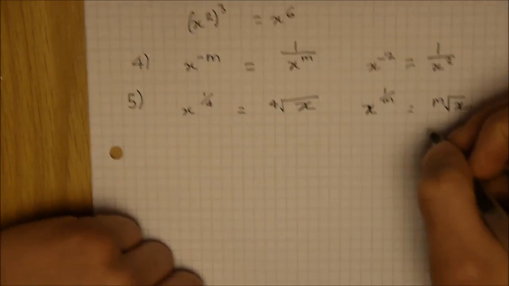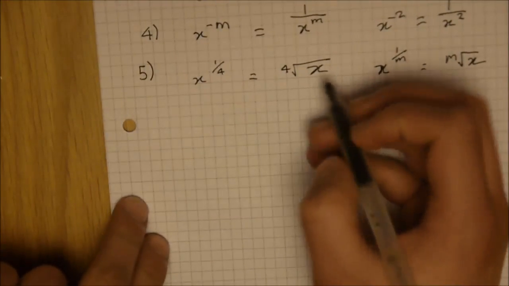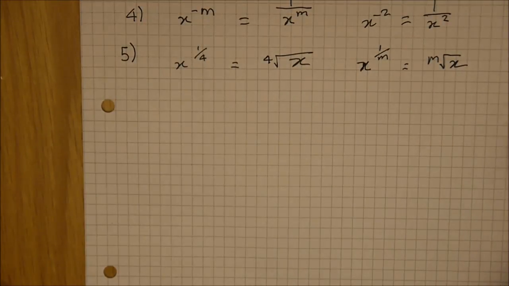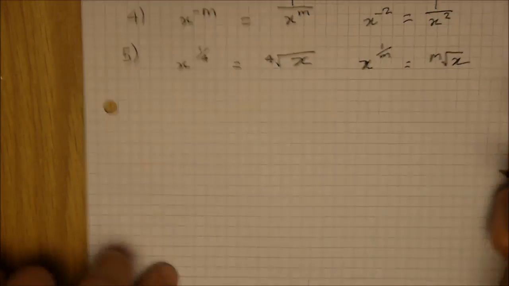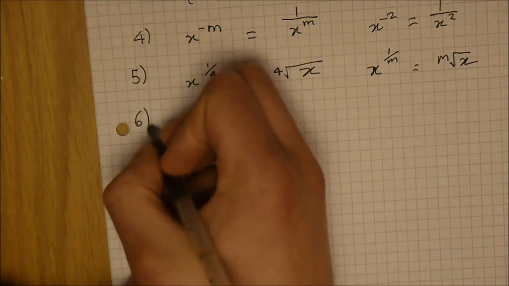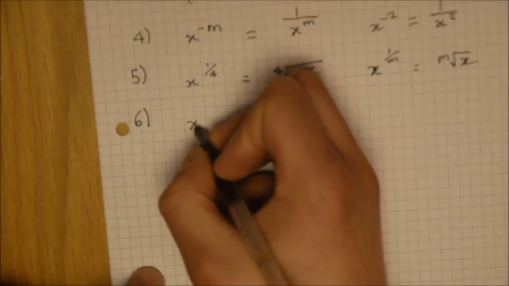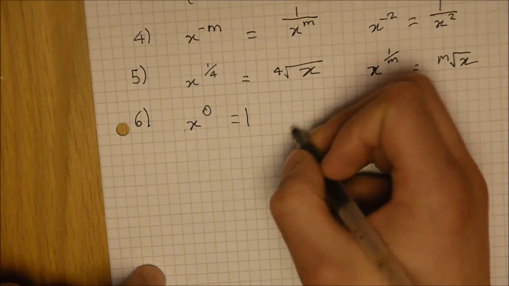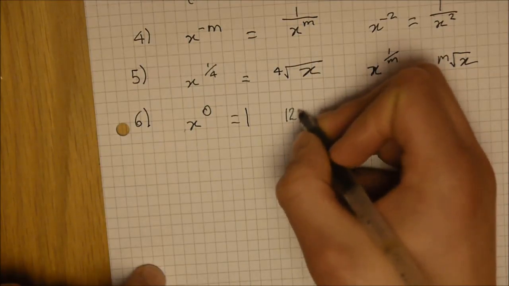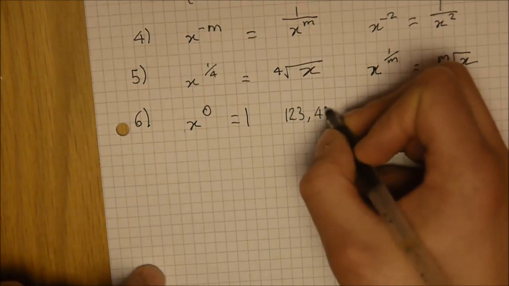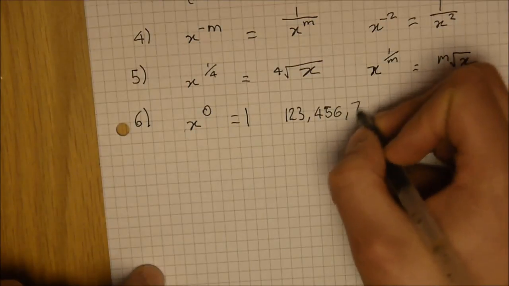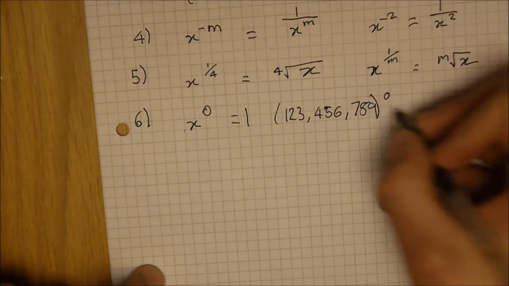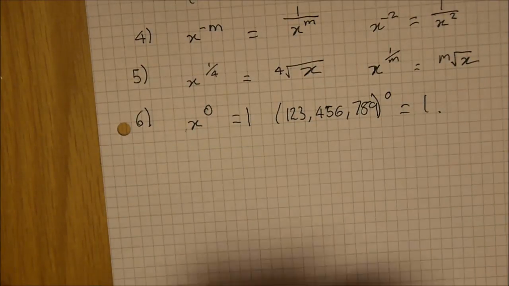Now then, we have one more to go really. There's adaptations of this one where you can have things on the numerator, but if you know how to do this, you'll know how to do the rest. And finally, the 6th rule of indices is x to the 0 equals 1. Any number, so we can have 123,456,789, all to the power of 0 is still equal to 1. Anything to the power of 0 is 1.